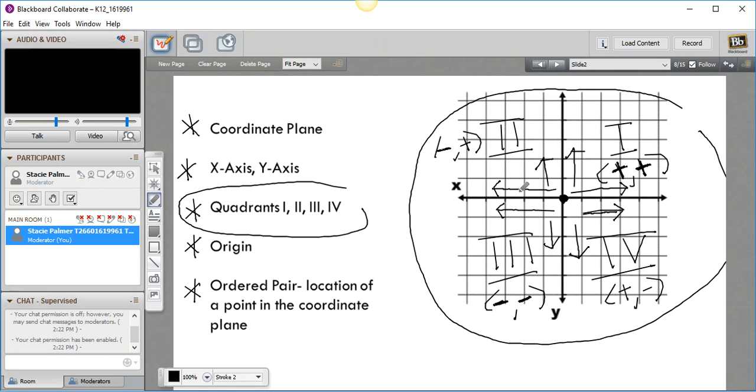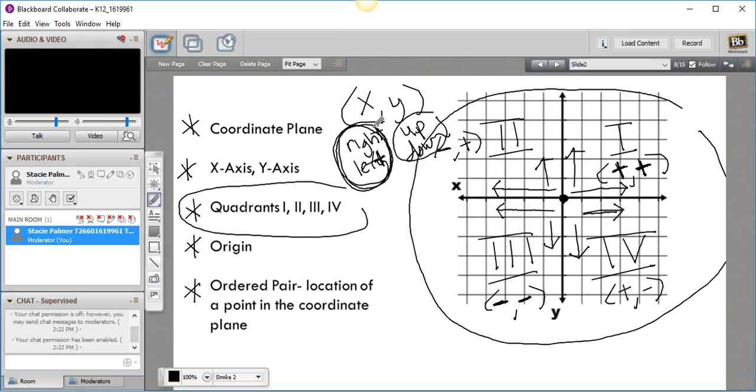So ordered pairs are always listed x first and then y, okay? The x tells us how many we're going to move to the right or to the left. And the y tells us how many we're going to move up or down. Okay, so these are our vertical movements. I'm sorry, I mixed that up. These are our horizontal movements, okay? And these are our vertical movements.